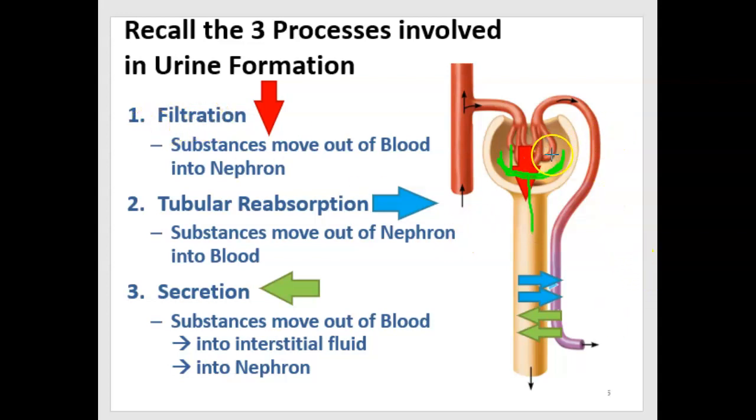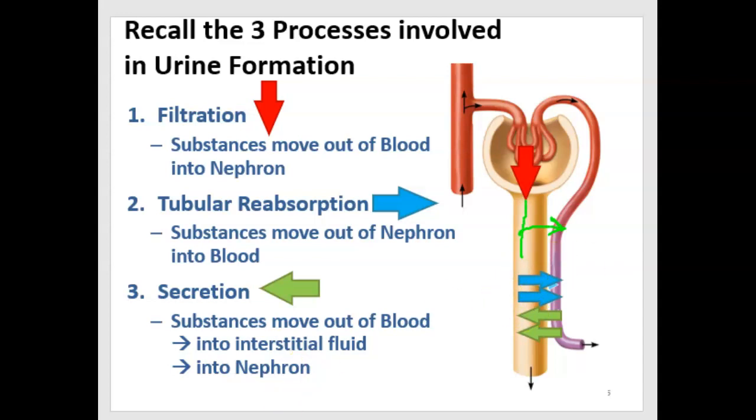So during filtration, the fluid that makes it out of the blood is called filtrate. Then as that filtrate passes through the rest of the nephron, the different regions of the nephron, some substances are going to be reabsorbed. We sometimes call it tubular reabsorption or just reabsorption. And so that means that a substance will move out of the nephron into the interstitial space and then finally into the blood. So it's like recapturing something that's been filtered out of the blood.